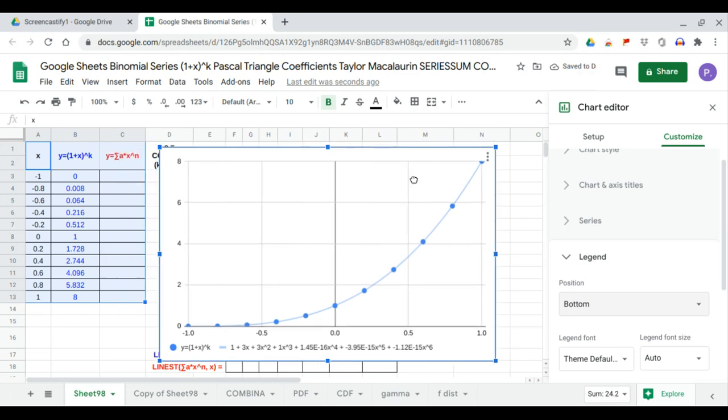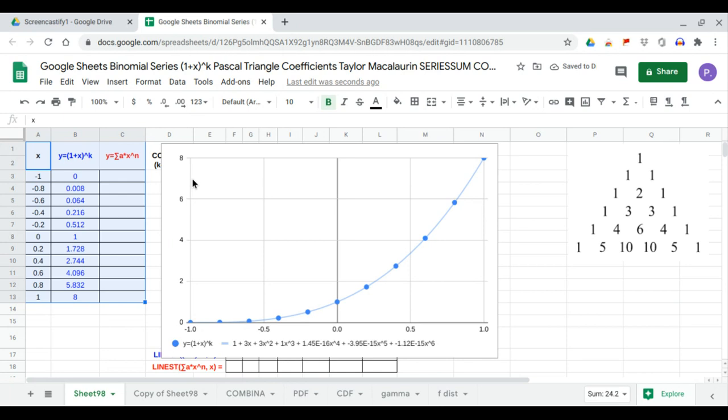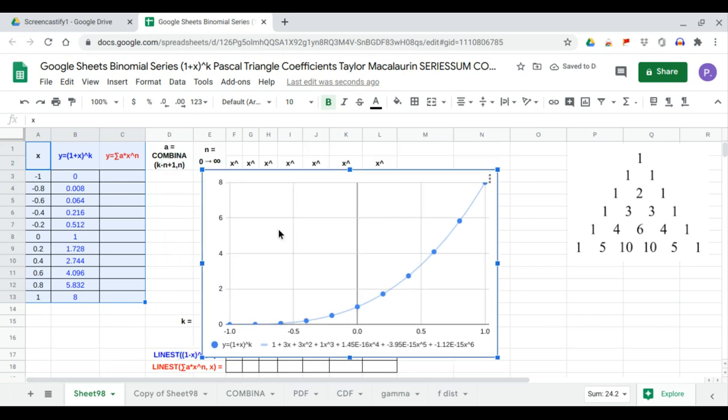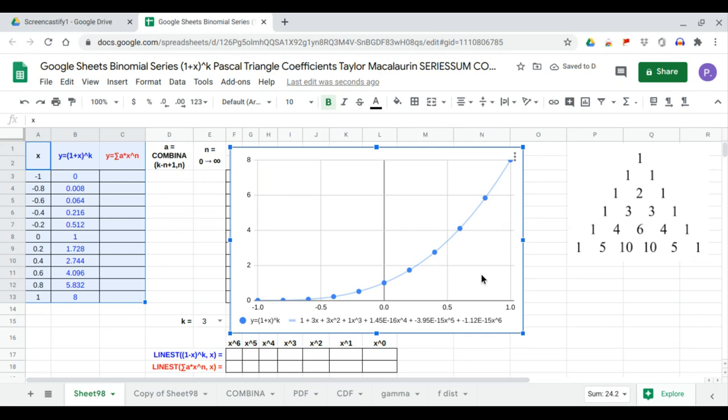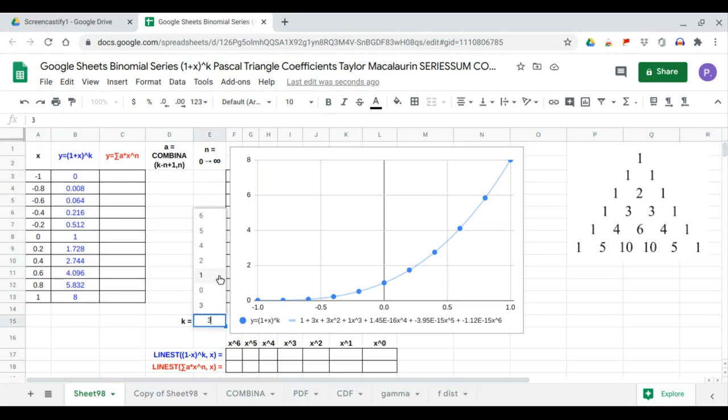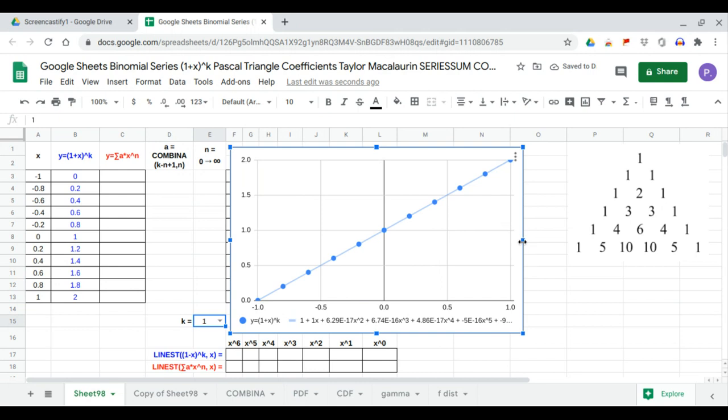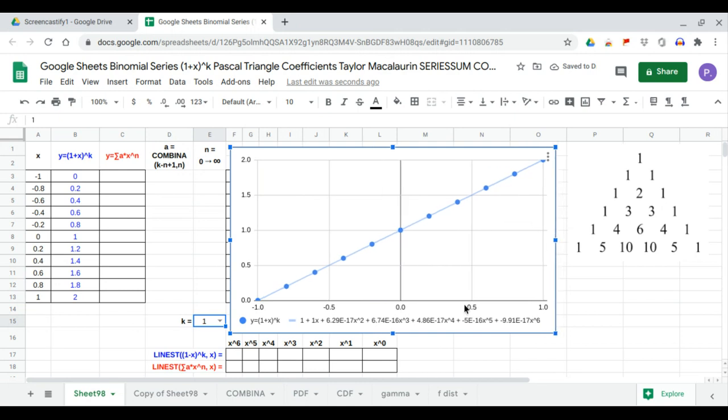So here we have the trend line and the trend line equation, which is a polynomial to the degree 6, because our maximum here is 6. So if this is 1, we'll just increase this to... okay. So if k equals 1, we have the polynomial 1 plus 1x. So this is the Pascal triangle coefficient 1, 1.